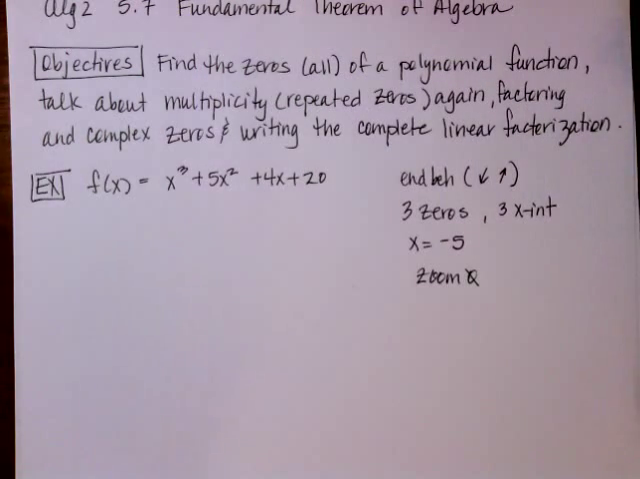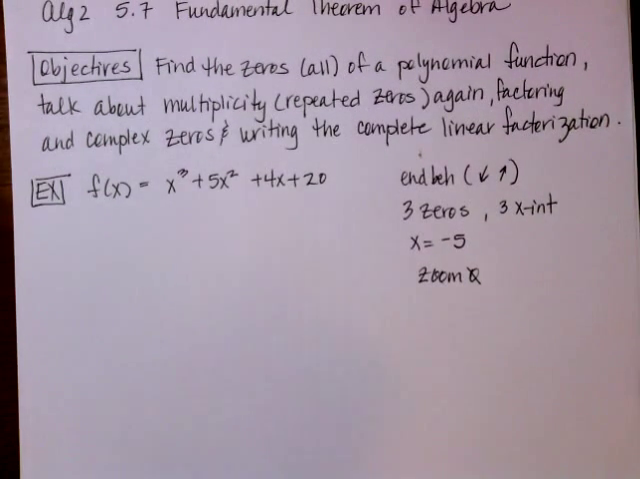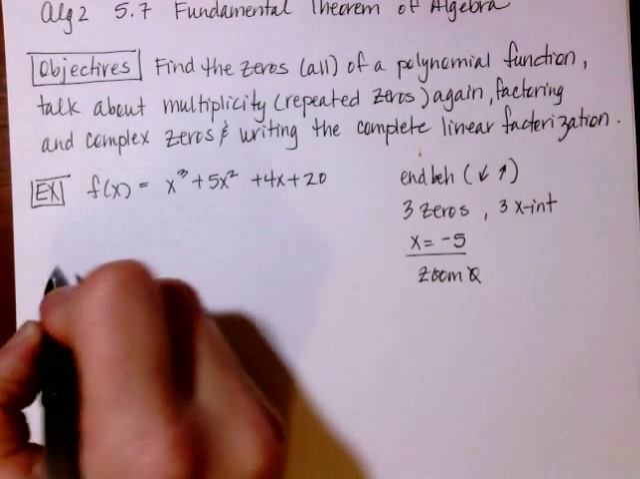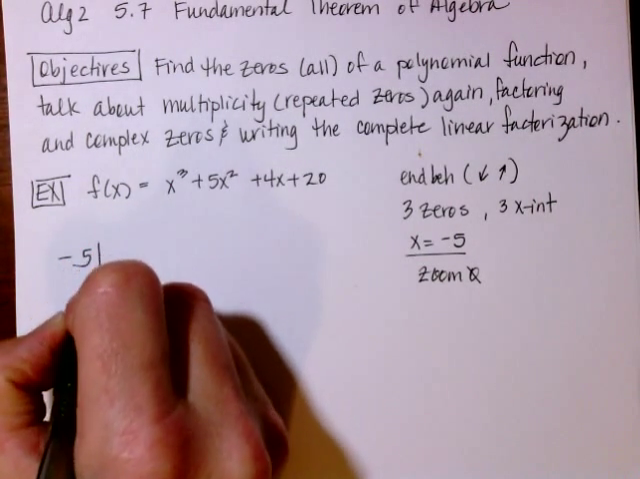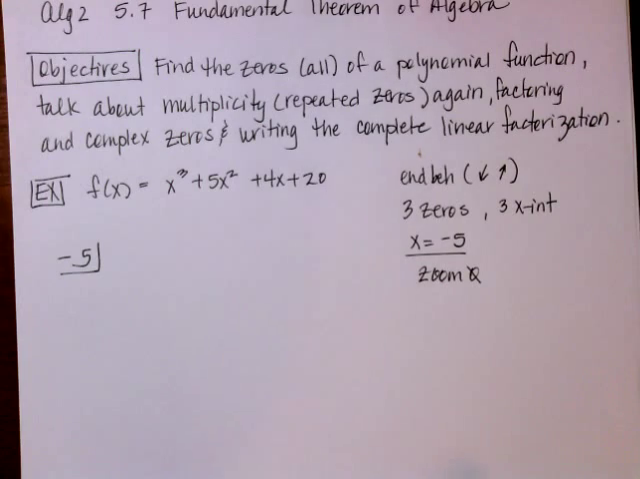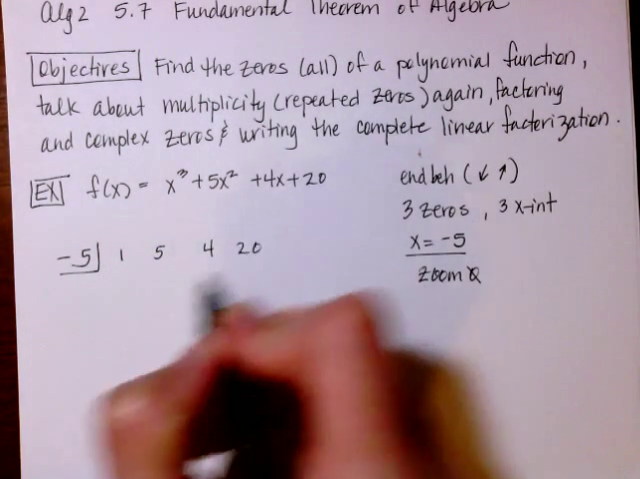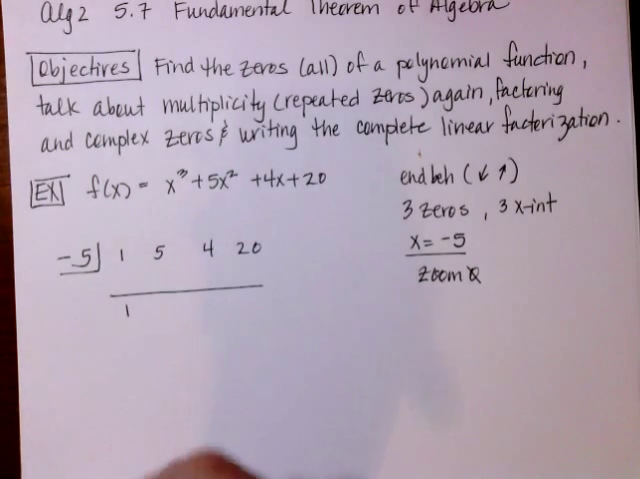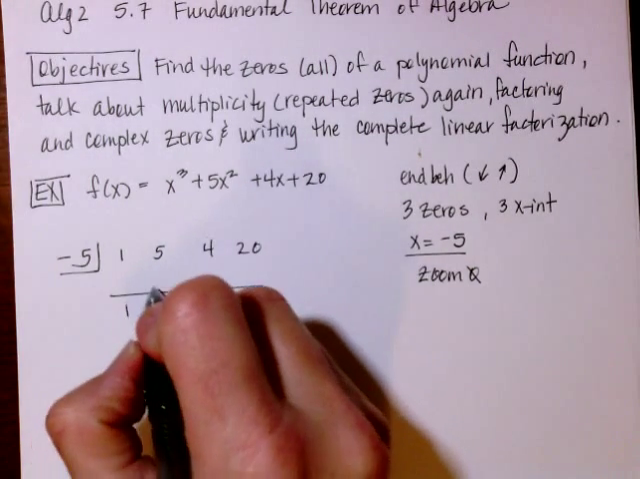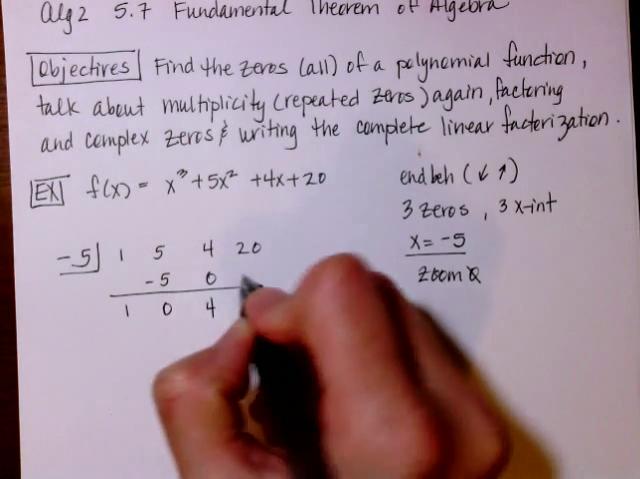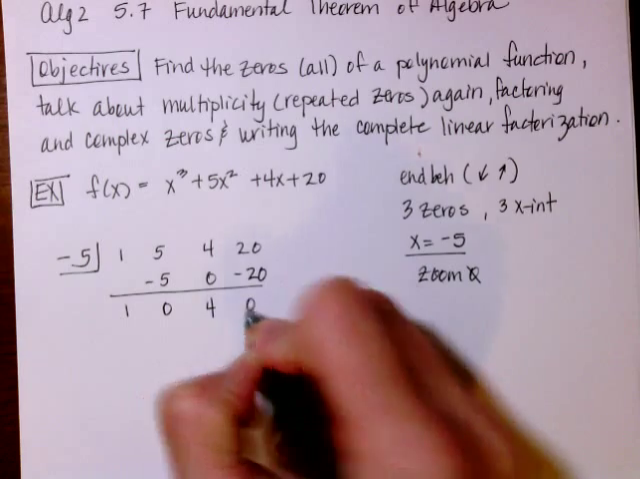Okay? Alrighty. So I'm going to do synthetic division to help me find the 2 missing zeros. So I'm going to divide by -5. I don't need any placeholders, so I'm going to have 1, 5, 4, and 20. Bring down the first term, and I get -5, 0, 0, 4, -20, 0.